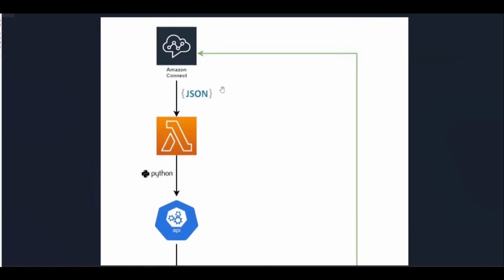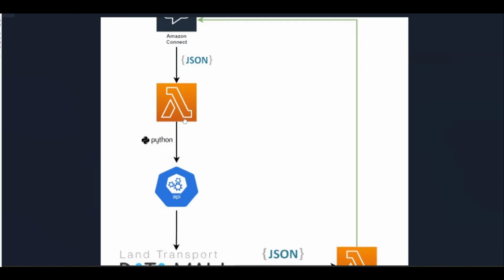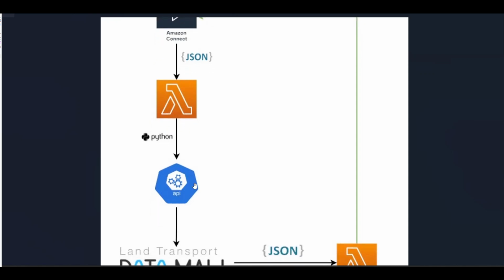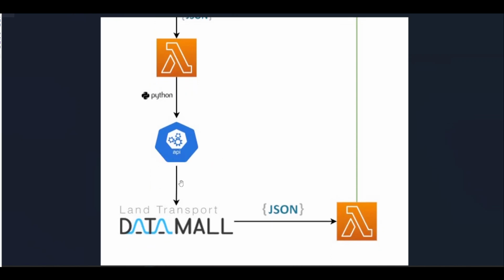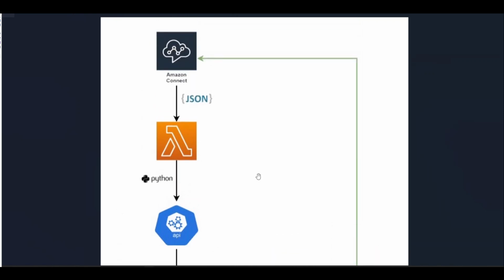So what really happens here is, from Amazon Connect, as I said, I'm invoking the Lambda, and that information is passed through JSON. From the Lambda, I'm using Python to get the API details. Once we get the API data values, I'm using this Lambda function itself, with the Python code, to manipulate the data into the format that I would like, and again using JSON format, I'm passing it back from Lambda to Amazon Connect. So this is what I'm trying to achieve here.